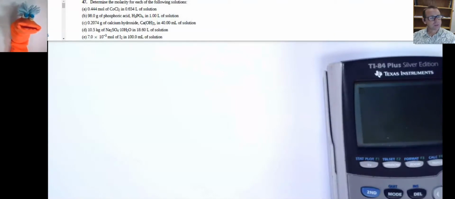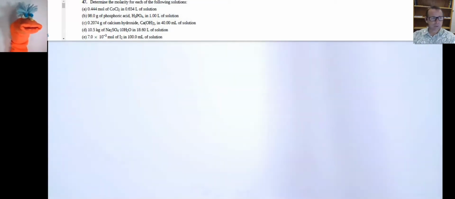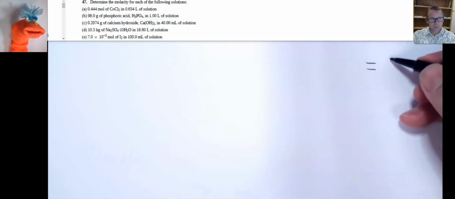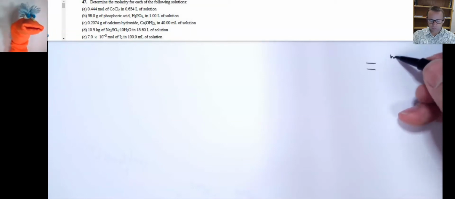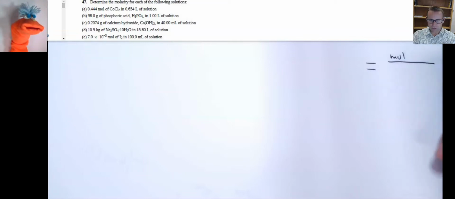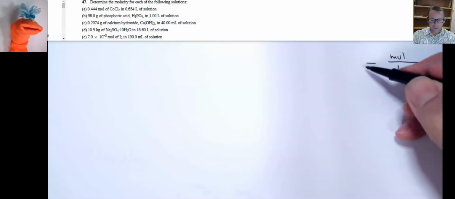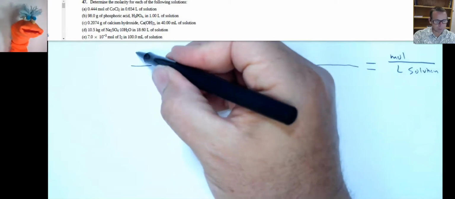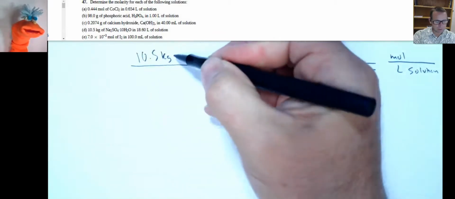D. 10.5 kilograms of sodium sulfate decahydrate in 18.6 liters of solution, right? So what goes to the right of my equal sign? We want to determine the molarity. All right, so we want molarity, which means what? The moles of solute, sodium sulfate decahydrate. Very good. We want moles of sodium sulfate decahydrate for every liter of the solution. Okay? So, I start with what? 10.5 kilograms.